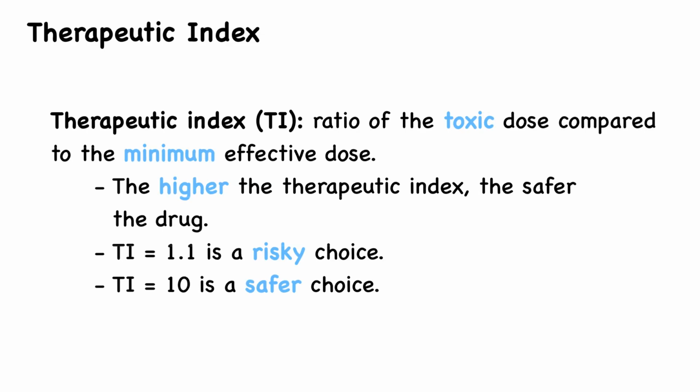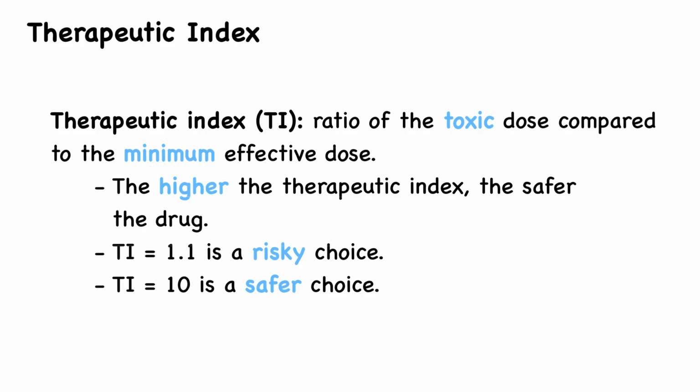The therapeutic index is a ratio of the dose of a drug that is toxic to the host compared with the minimum effective dose against the microorganism. In simple terms, it tells us how safe a drug is.